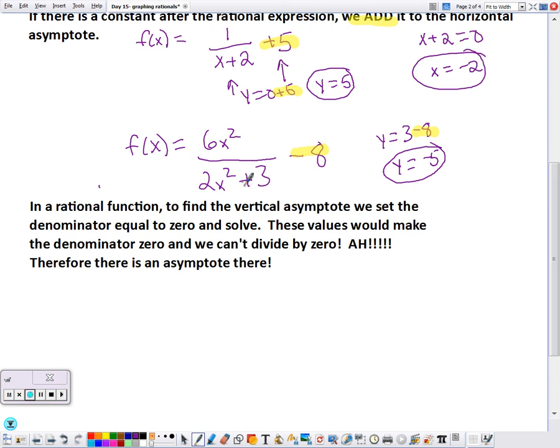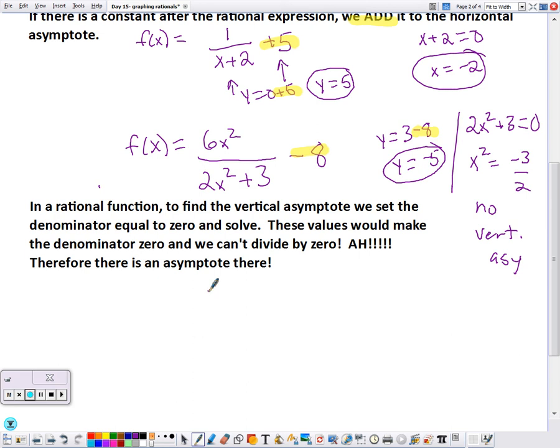Now, for this one that I just totally made up off the top of my head, if we took 2x squared plus 3 and set it equal to 0, common sense immediately tells you there is no real solution here. Hey, guess what? That means there is no vertical asymptote. There is no number that will make this denominator equal to 0, because if you think about it, we're squaring a number, making it positive. Then we're going to double it, then add 3 to it. There is no way you're going to get 0. So this one would have no vertical asymptote.